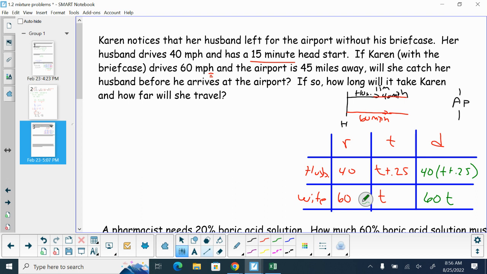So if she's initially trying to catch up to him, what's true about the distances? They're the same. They're equal. So 60t is going to equal 40t plus 0.25, because the distances are equal. So this now gives me an equation to be able to solve.